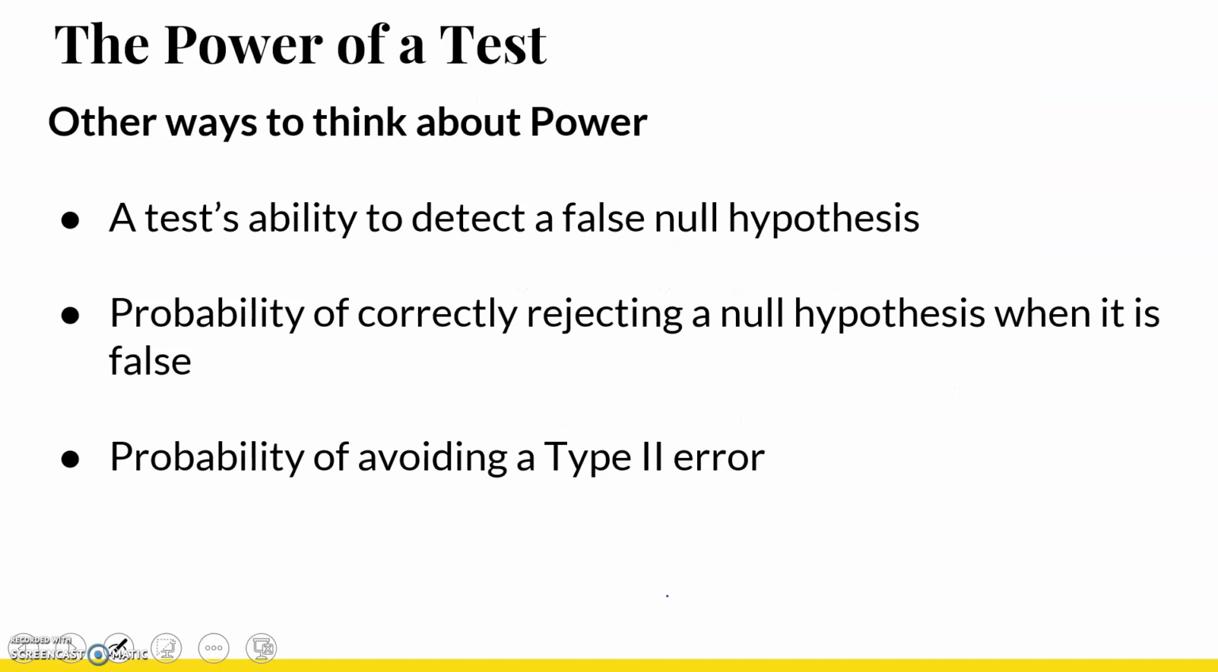All right. Now, again, power is a difficult concept to grasp, but here's some other ways to think about power. Okay, so all of these are fine. A test's ability to detect a false null hypothesis is one way to think about power. You can also think of it as the probability of correctly rejecting a null when it's false. It's also the probability of avoiding a type 2 error.